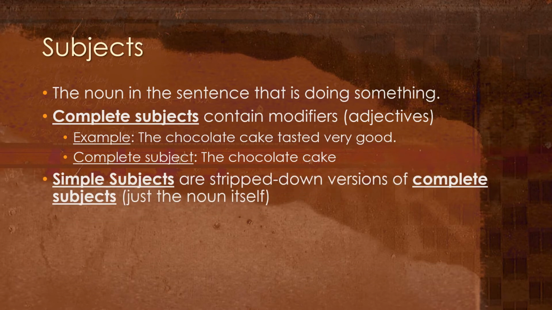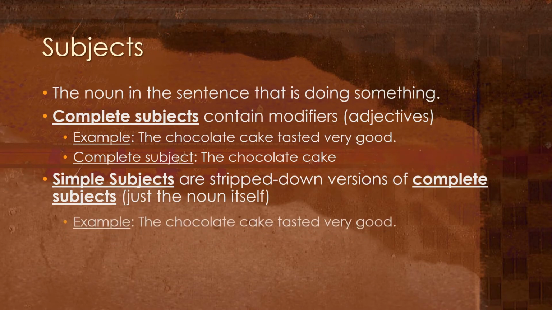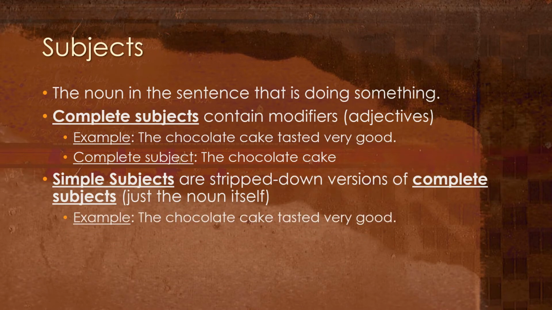Now, a simple subject is just what it sounds like. It's a much more simplified version of this, okay? And basically what this is just the noun by itself, okay? Whatever the noun performing the action actually is. So if we look back again at the same example, the chocolate cake tasted very good, all we have to do really is look back again at the complete subject, what you see up here, the chocolate cake. Okay. Now, if you look at that particular example, we already have the simple subject isolated in the complete subject. We just get rid of all of the adjectives and the article, in which case we're just left with cake. Okay. So the complete subject then, just to review, is the chocolate cake, and the simple subject is just cake.